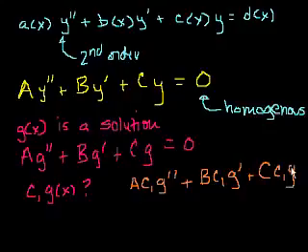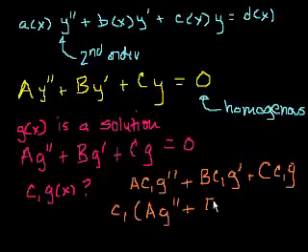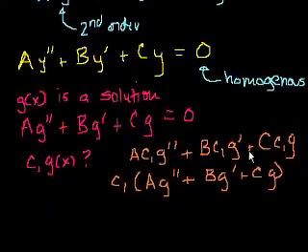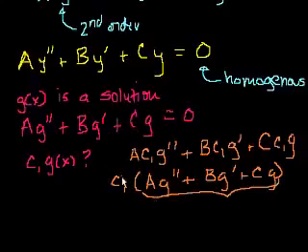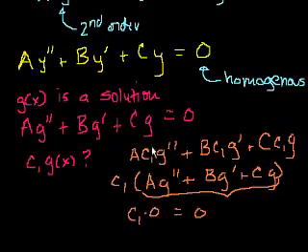And let's see whether this is equal to 0. So we could factor out that c1 constant, and we get c1 times a g prime prime plus b g prime plus c g. And lo and behold, because we know that g of x is a solution, we know that this is true. So this is going to be equal to 0, right? Because g is a solution. So if this is 0, c1 times 0 is going to be equal to 0. So this expression up here is also equal to 0.